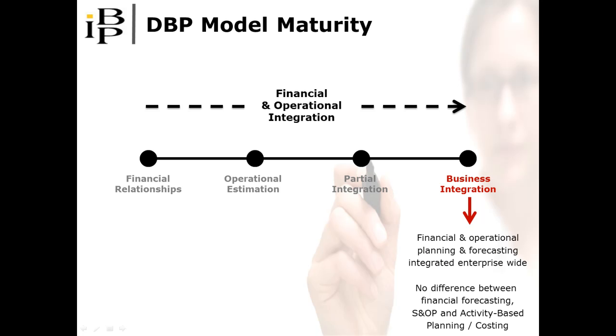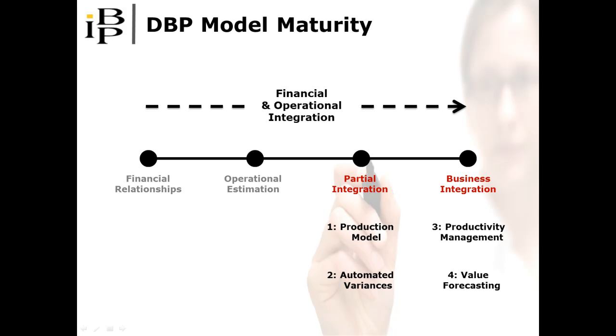At the fourth stage of maturity, financial and operational planning and forecasting are integrated enterprise-wide. This means that manufacturers are able to quantify resource requirements in non-production areas such as transportation, information technology, customer care, and call centers, and do this across multiple legal entities. At this point, there's no difference between financial planning and forecasting, sales and operations planning, and activity-based planning and costing. In operational circles, this is sometimes referred to as extended sales and operations planning.